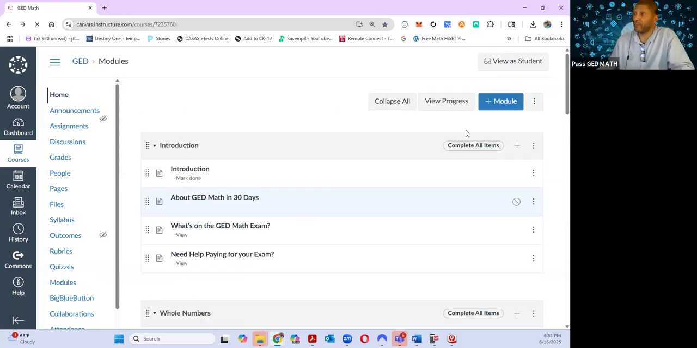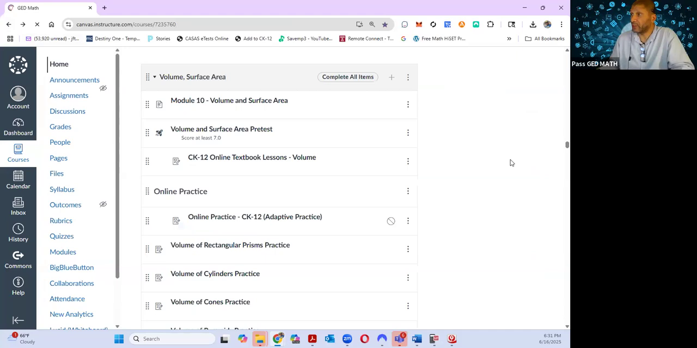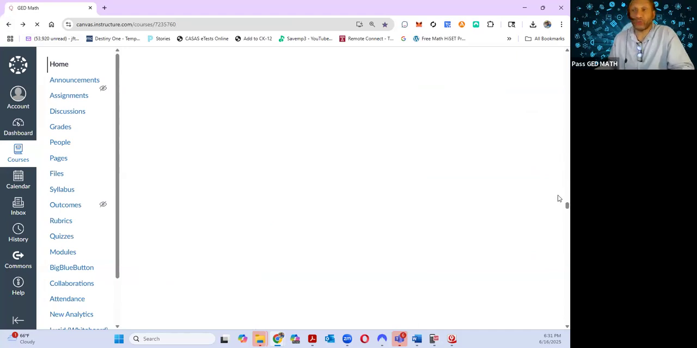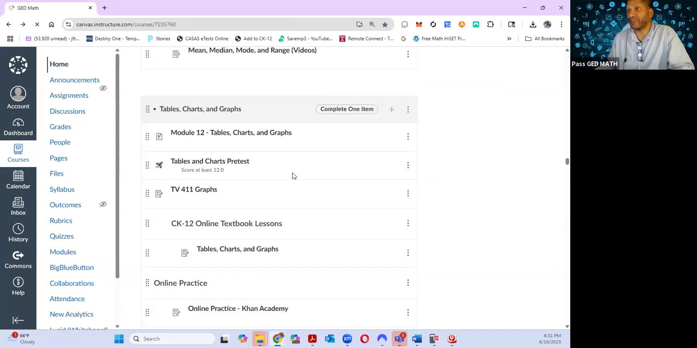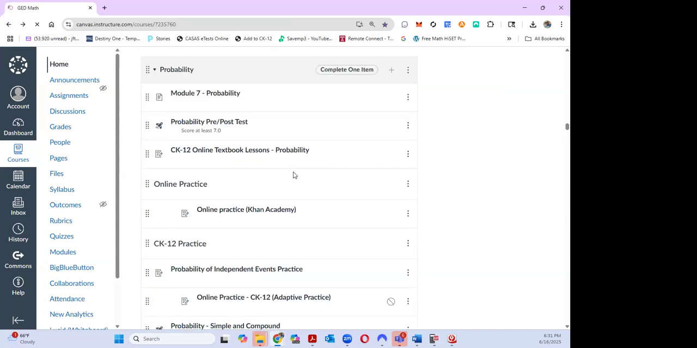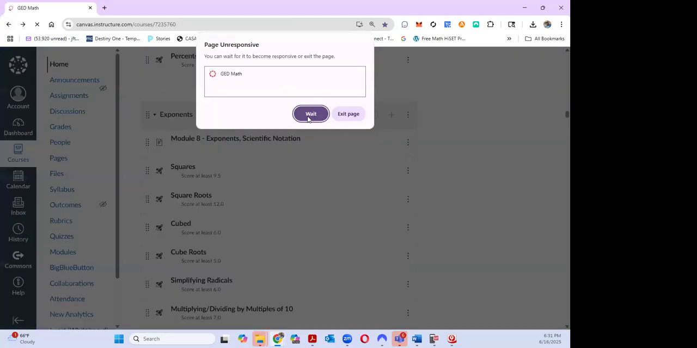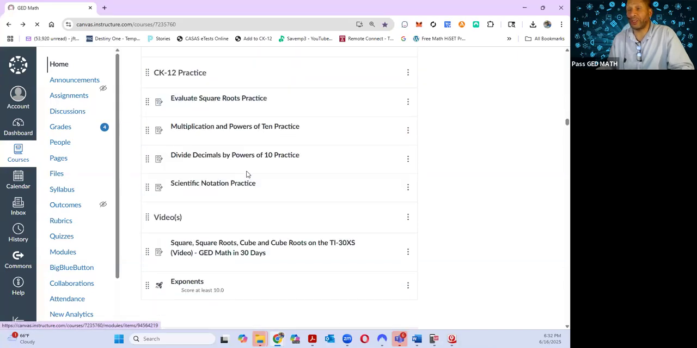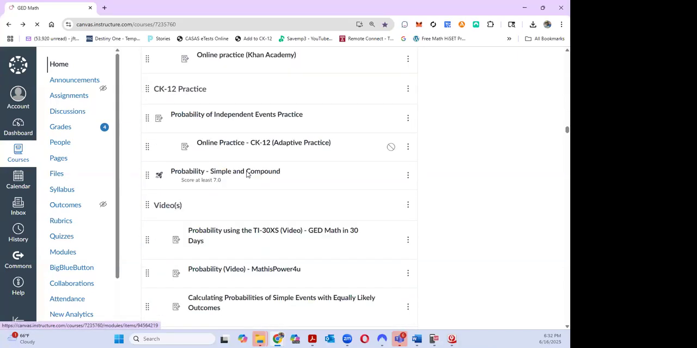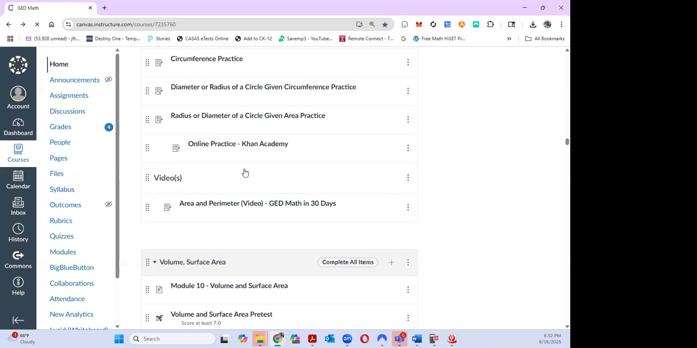So again, this is my math course. Let me go down to linear equations. I have a section for everything, but I have one specifically for linear equations. Why? Because linear equations is 7 to 10 questions on your exam. It's about a quarter of your exam. If you're gonna focus on any area, linear equations is the one. All right, so let me go down to linear equations.